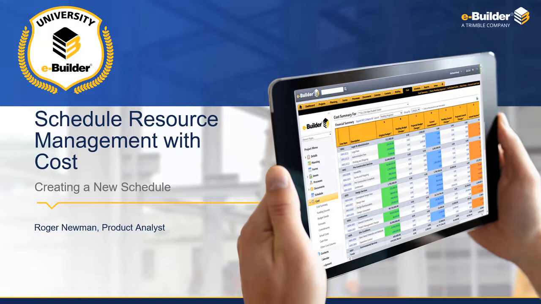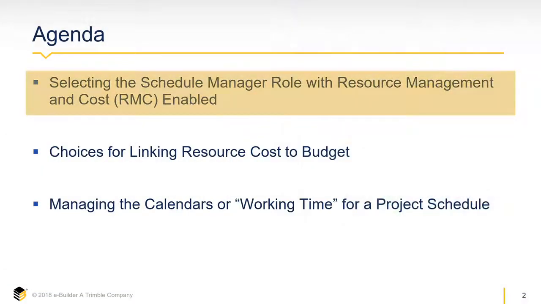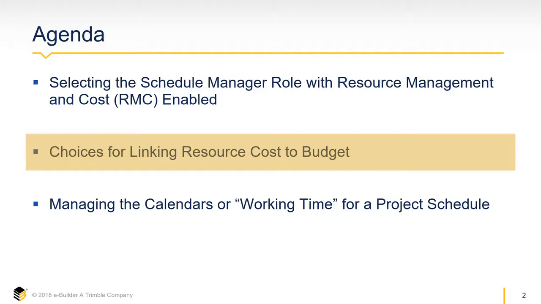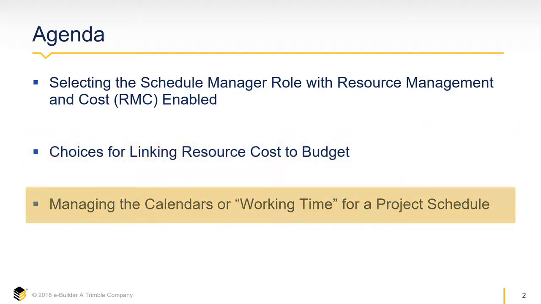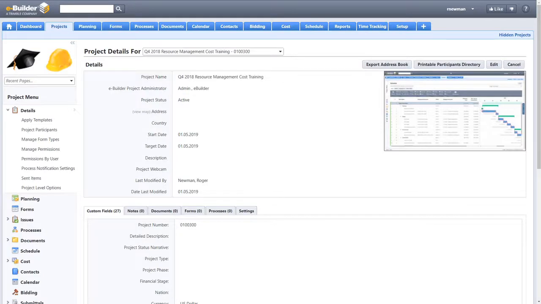Once it's been purchased, I'm going to show you the basic, initial settings for setting up a new schedule in eBuilder. So today we will be talking specifically about the following areas: how to select the schedule manager role with resource management and cost enabled, the choices that you will see for linking resource cost to the budget, and lastly, how to manage calendars or working time on a project schedule. So let's go into eBuilder.